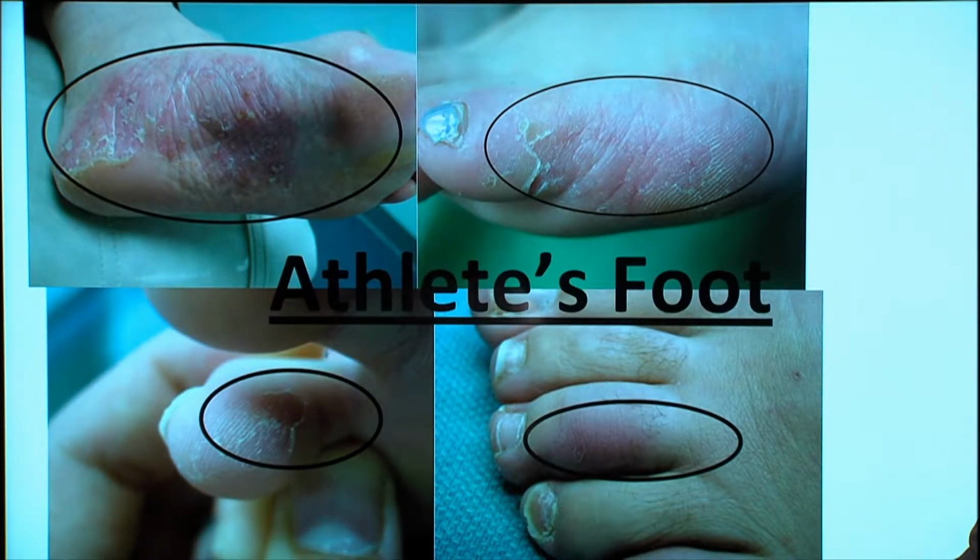Well, here's the answer. It's athlete's foot. So even if you're not an athlete, you can get something called athlete's foot, okay? What is athlete's foot? Athlete's foot is a problem. It's a fungal infection that usually happens on the feet, okay?